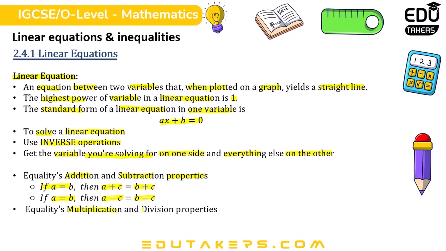Equalities, multiplication and division properties. If a is equal to b, then we can multiply a number c on both sides. It will be ac equals bc. Similarly, if a equals b, then we can divide a and b by the same number c. It will be a over c equals b over c.